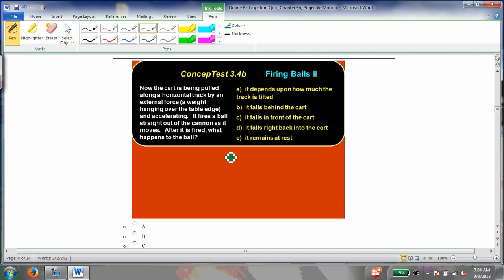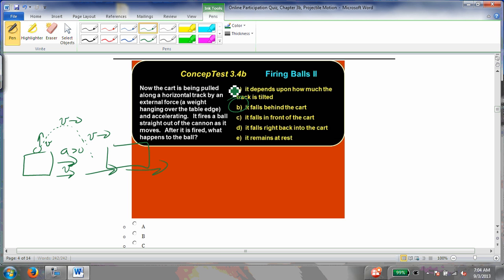Now the cart is being pulled along a horizontal track by an external force. That means that it's going to accelerate. So the acceleration is greater than 0. At a certain point, you let go of the ball and it has a certain velocity, which is the same as the velocity of the cart when the ball is shot up into the air. And the ball will follow the same path, but remember that the velocity here is always going to remain constant, whereas the velocity of the cart will be increasing as it moves to the right. So the cart then will be here because it'll be moving at a faster rate when the ball falls. So it will fall then behind the cart.